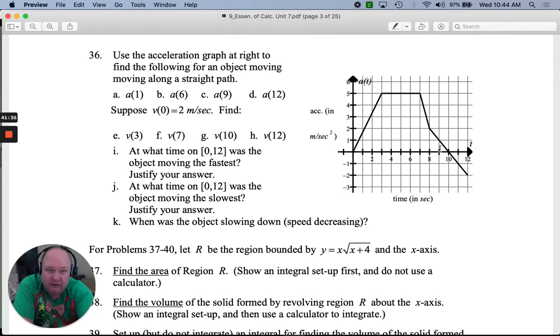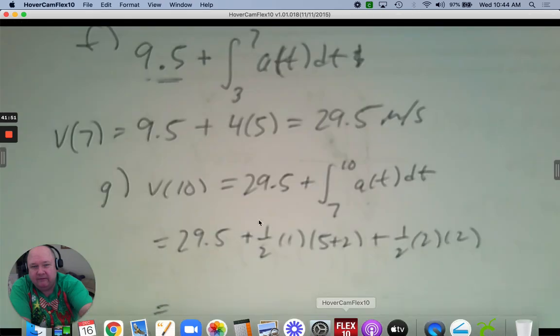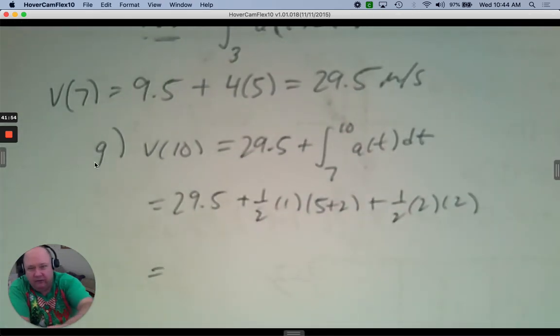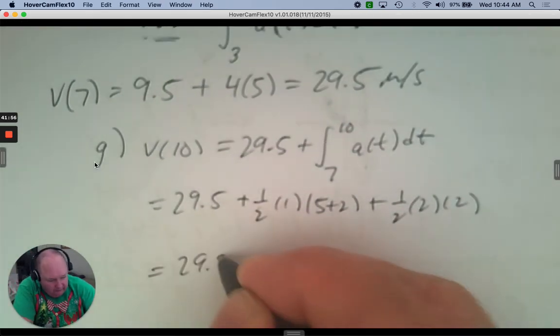And then the second shape is a triangle. So from 8 to 10, it's a triangle. And then it's half the base, so that's half of 2. And then the height of that triangle is 2. So this is what I get for that. Seeing the trapezoid and the triangle and then putting it together.